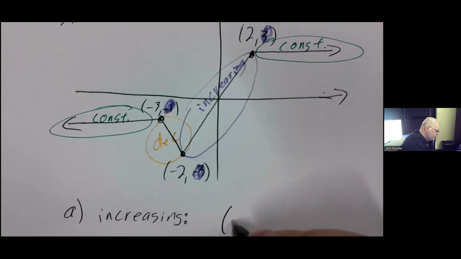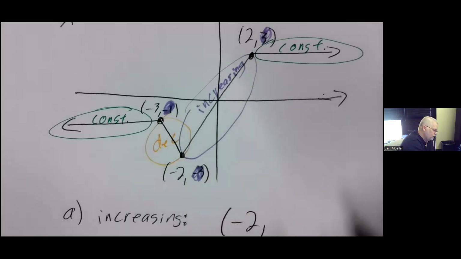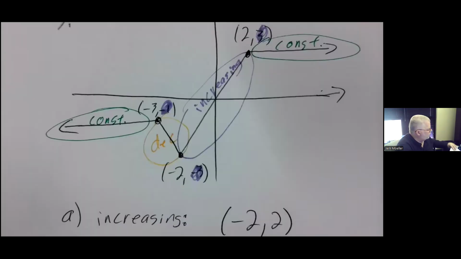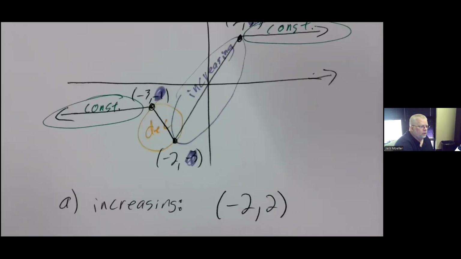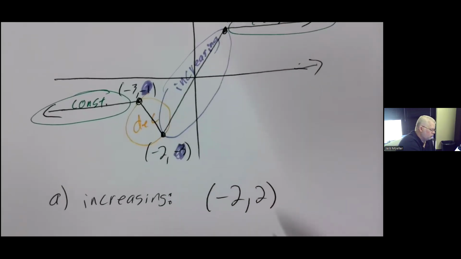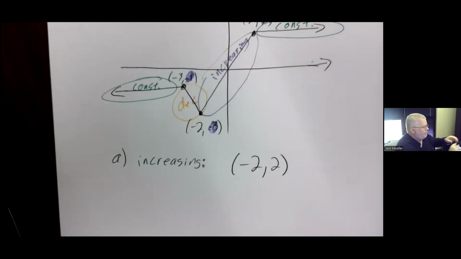And again, put parentheses with these numbers. And then how far do we go to the right where we're increasing? Well, we stop increasing at 2. I'm going to do the decreasing and then I'll come back and explain why we put parentheses. And so there's only one interval there. So where it's increasing, we only have one interval in our answer.